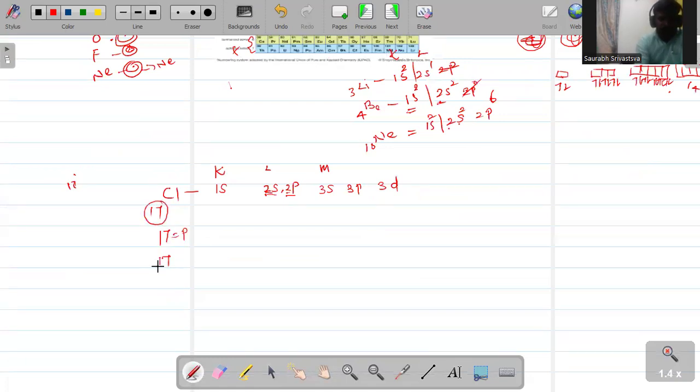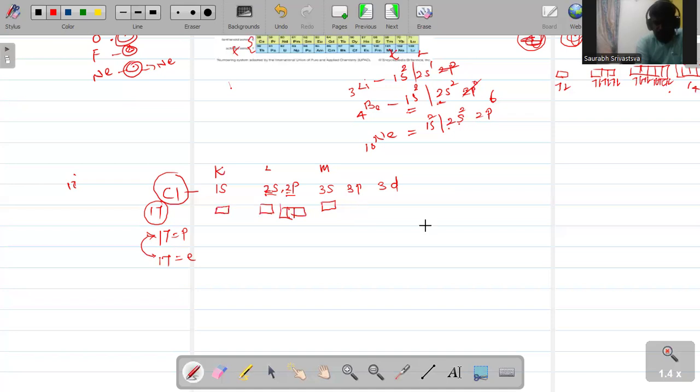17. That means the number of protons is 17. Why? Because on the chlorine center, I didn't write any plus or minus. If there is no plus or minus, then we can write the electronic configuration. The first one, 1s, has only 1 box. 3s has only 1 box. 1, 2, 3 boxes.